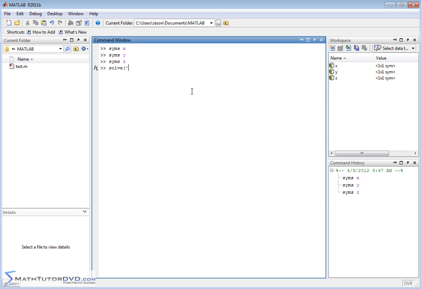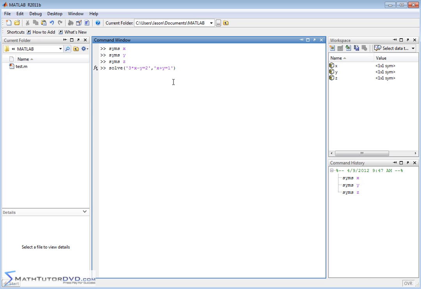So let's just say we have 3x minus y is equal to 2. So we'll close that off in a single quote on both sides. That's the first equation. Then we'll put a comma. Let's do x plus y is equal to 1. And we need to enclose that second equation in single quotes. So there we have the basic syntax of what we're doing.